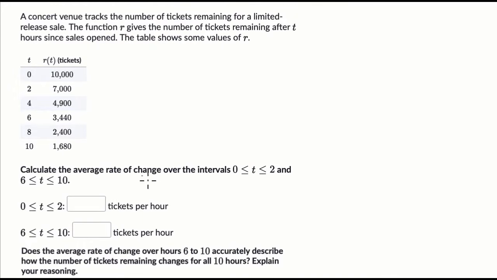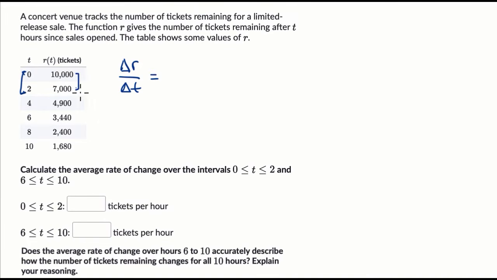Calculate the average rate of change over the intervals from 0 to 2 and between 6 and 10, and then we'll do this last part. So why don't you pause the video and try to figure out these average rates of change. All right, so between 0 and 2, that's between these two data points right over here. And if we think about it per hour, we can just think about the change in R over our change in time.